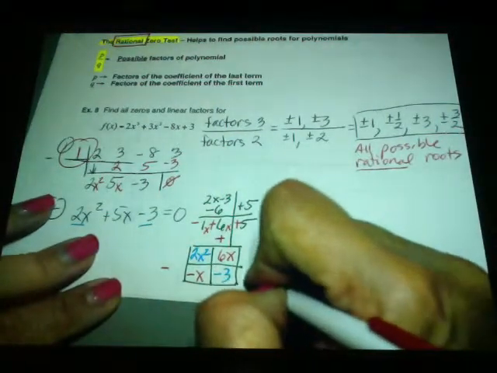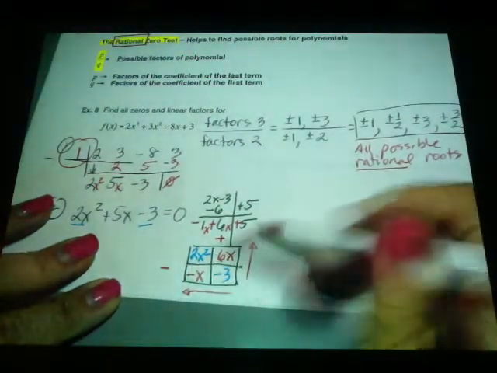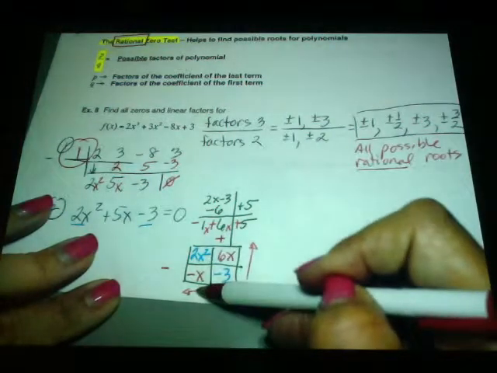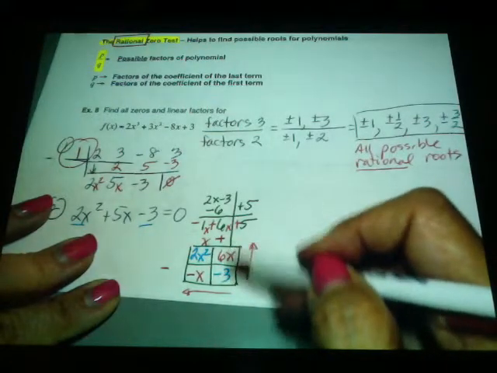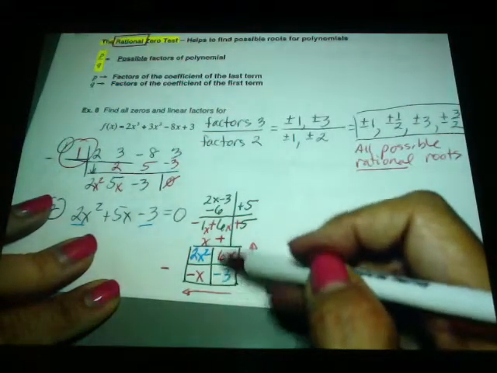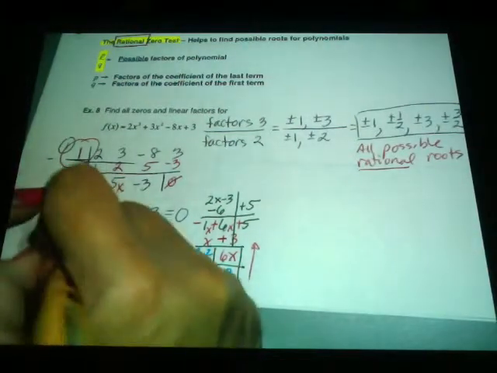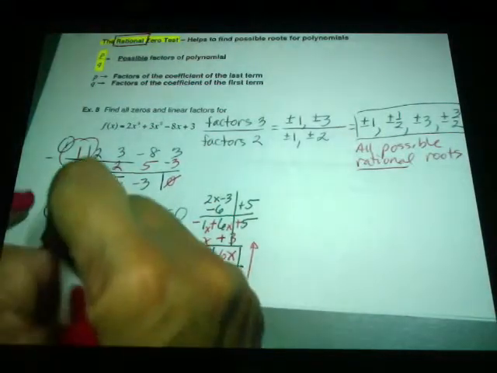Then your GCFs you're going to find going up and to the left. So going up, for the first column, between 2x squared and x, what's the GCF? Just an x. And for the second column, a 3, right? Between 6 and 3, we have a 3. So here are the two binomials I'm looking for. One of my binomials is x plus 3.